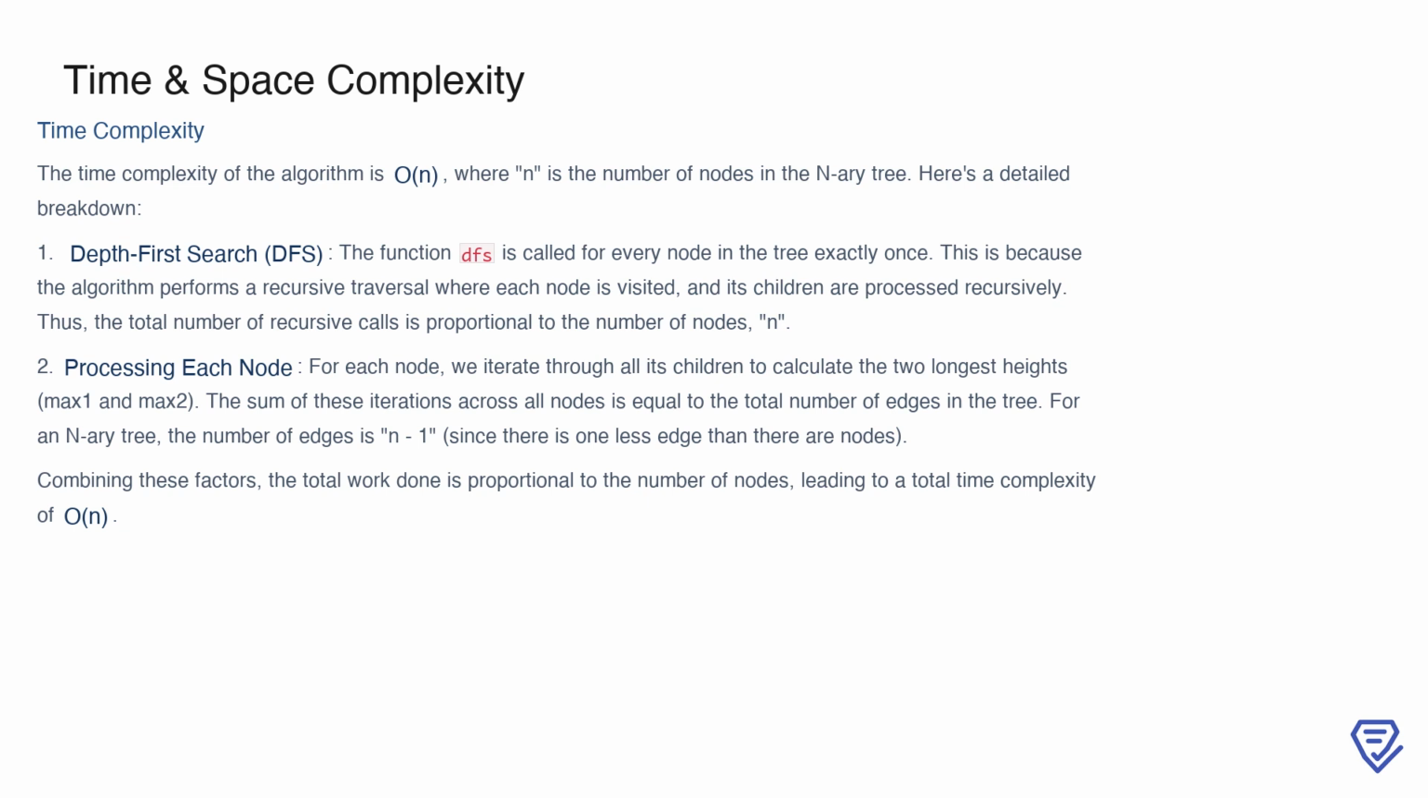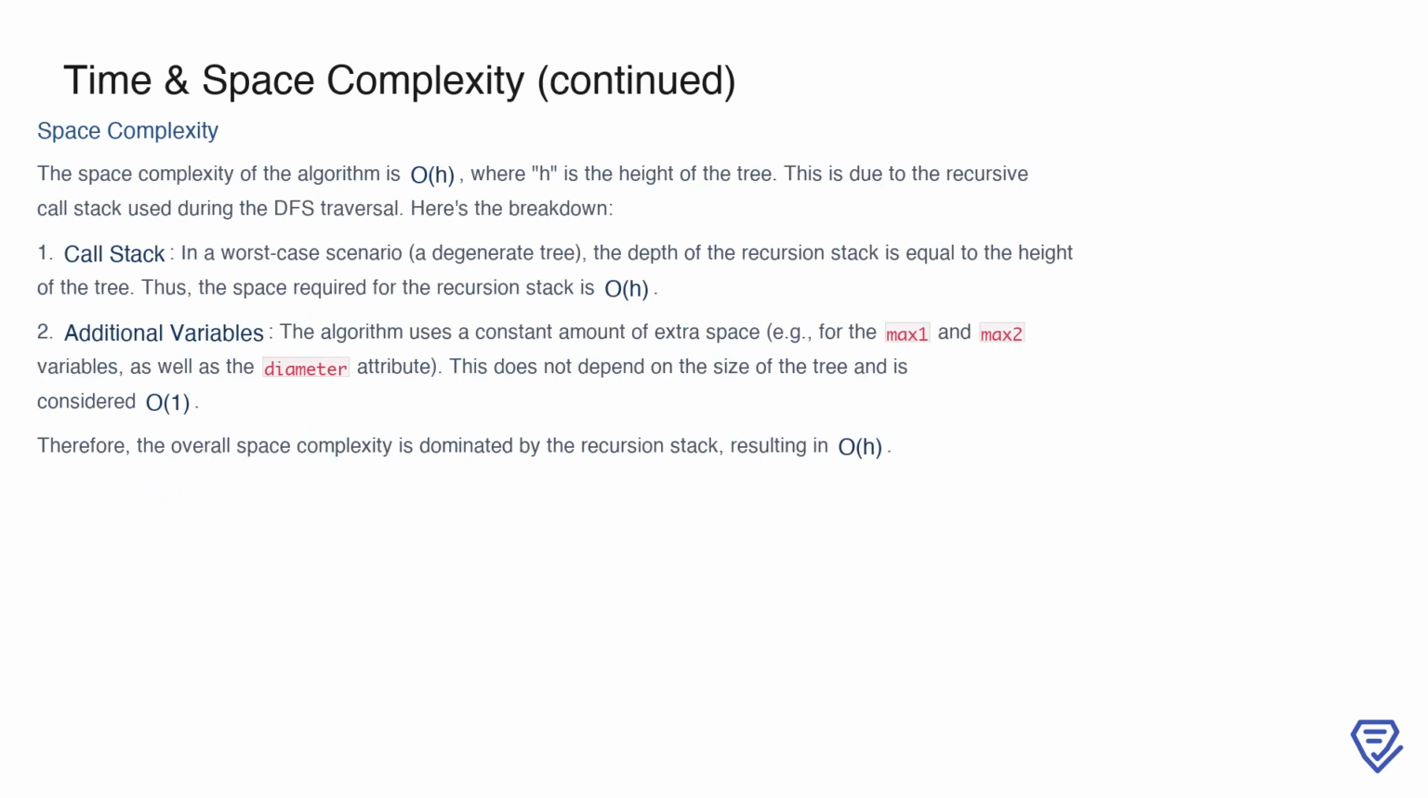Additionally, for each node, we iterate through its children to determine the two longest heights, captured as max1 and max2. While this might seem computationally expensive, the cumulative number of these iterations across all nodes is equal to the total number of edges in the tree, which is n-1. When you combine these factors, the total work performed is proportional to the number of nodes, resulting in a time complexity of O(n).